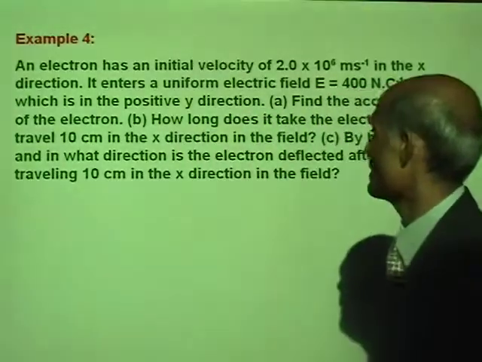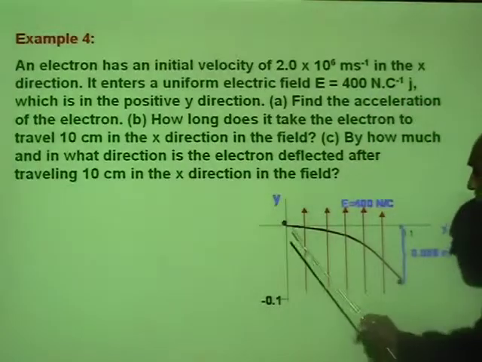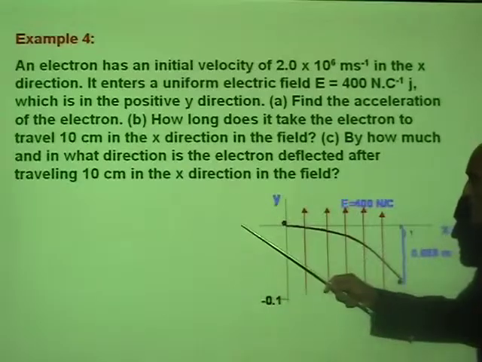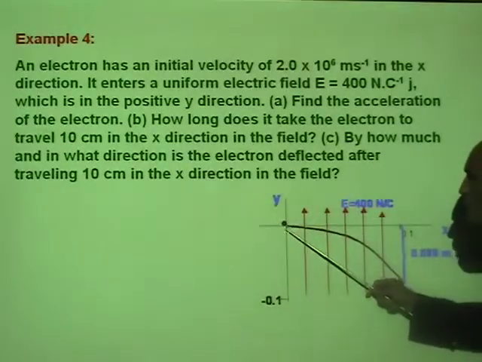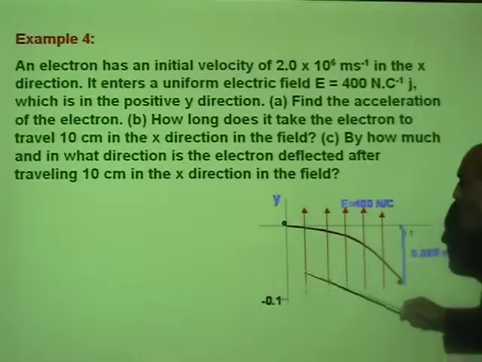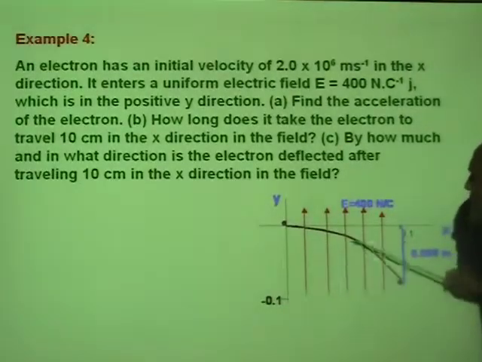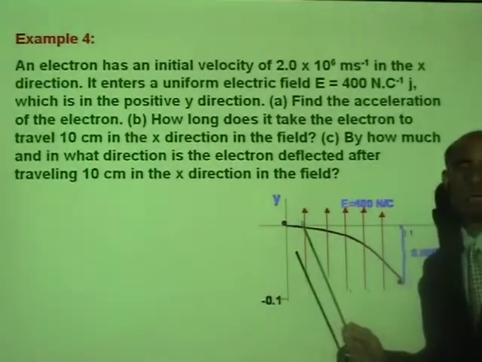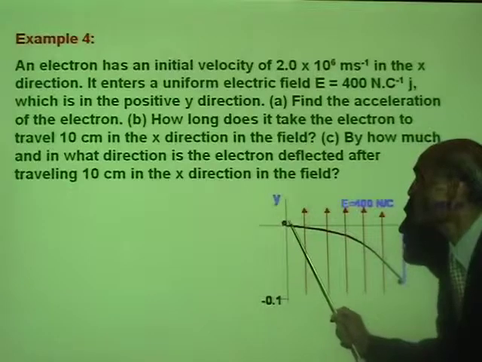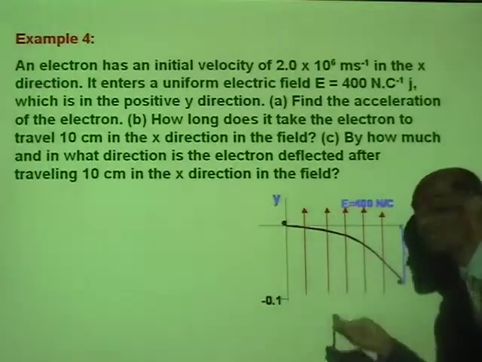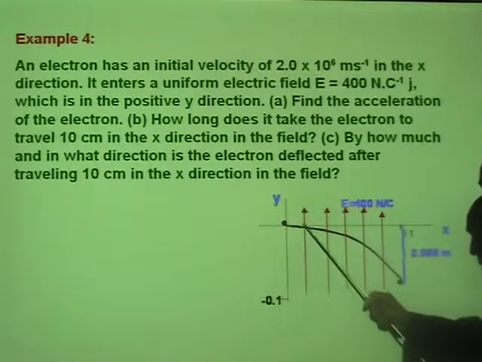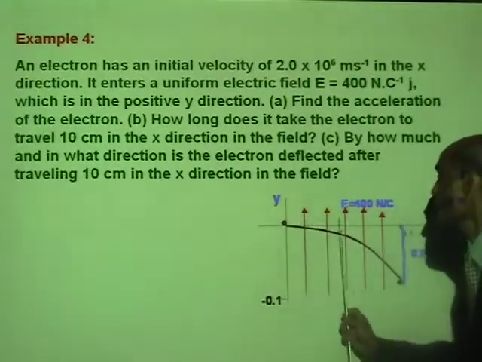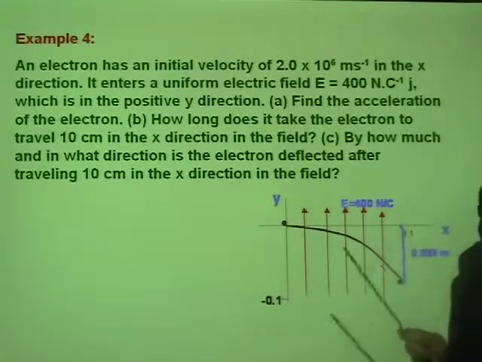Let's try and draw that over here. There you are. This is what happens. The electron is moving in the horizontal direction. And as it comes to the origin, it comes under the influence of this electric field that is directed in the positive y direction. And therefore, it will experience a force opposite to the direction of the field. And therefore, the electron will move like this. In other words, it has a horizontal motion and a vertical motion.